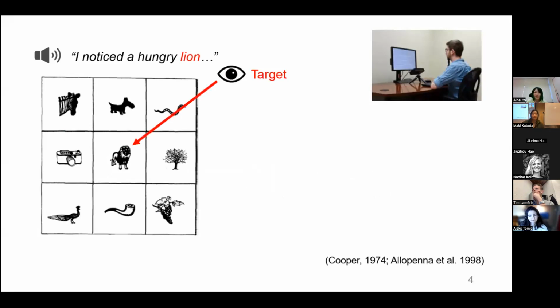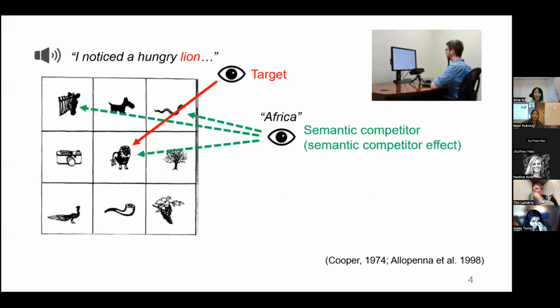But people are also sensitive to other relationships between the objects, and the features of these objects, and the target word. For example, if people hear Africa, they may also look at animals that exist in Africa, or to be more specific, objects that are semantically related to the word that we hear. That is called the semantic competitor effect.